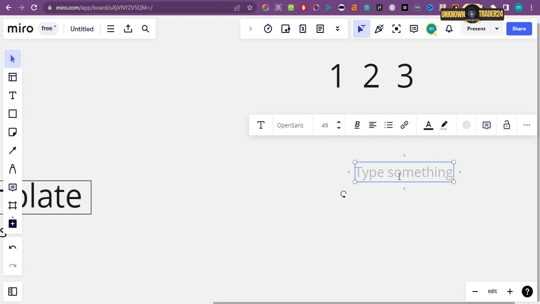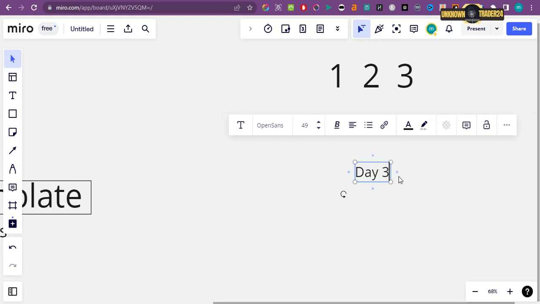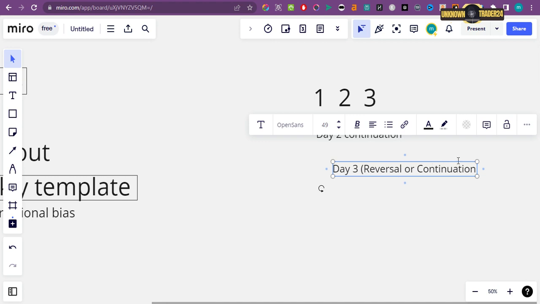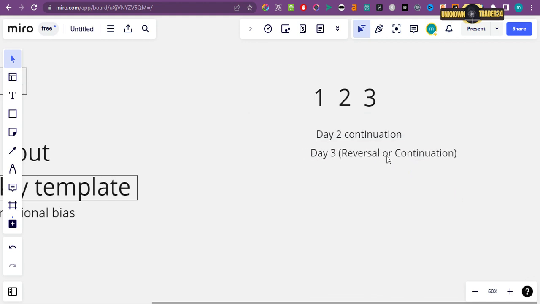And then there is day 3, and for a day 3, it's either reversal or continuation. Okay, this is what we have. We have either a day 2 continuation or day 3 reversal or continuation. On day 3 we are looking for two things: reversal or continuation.